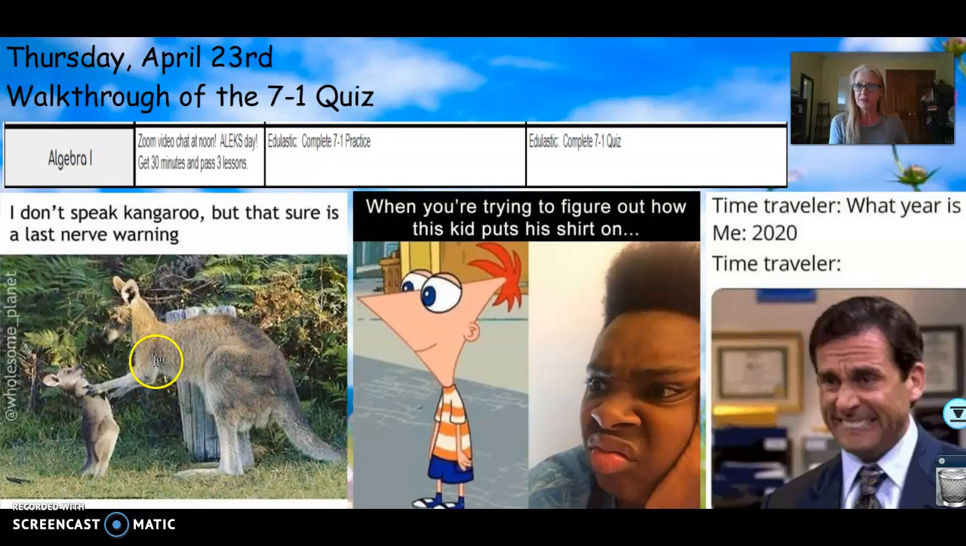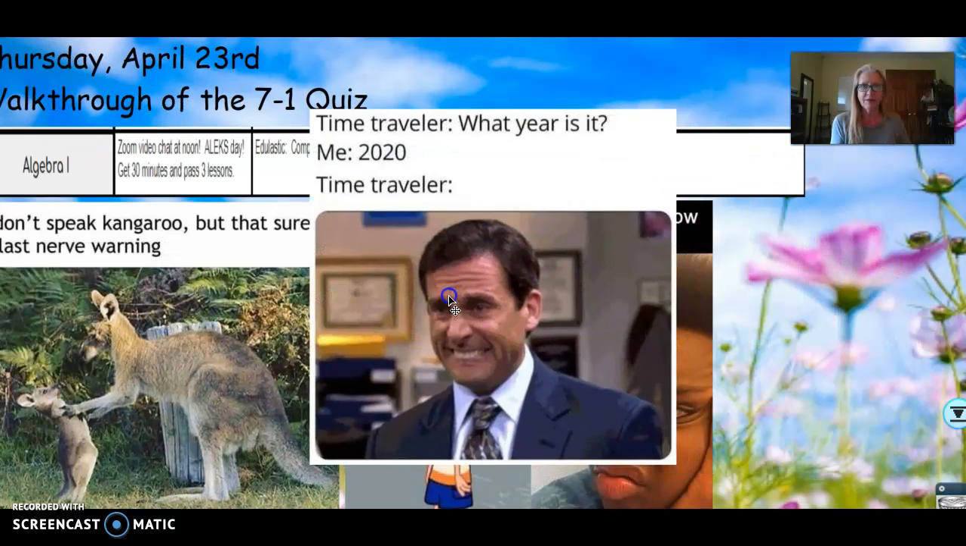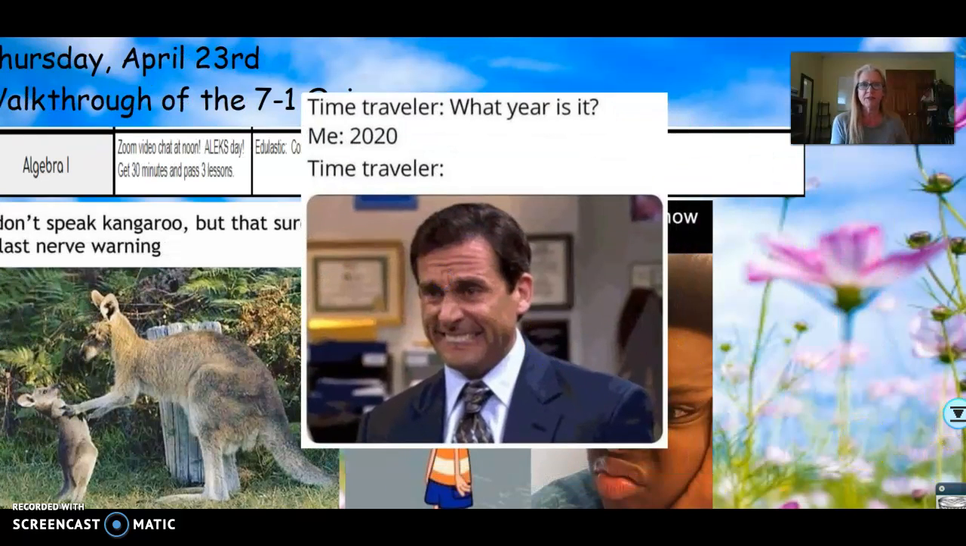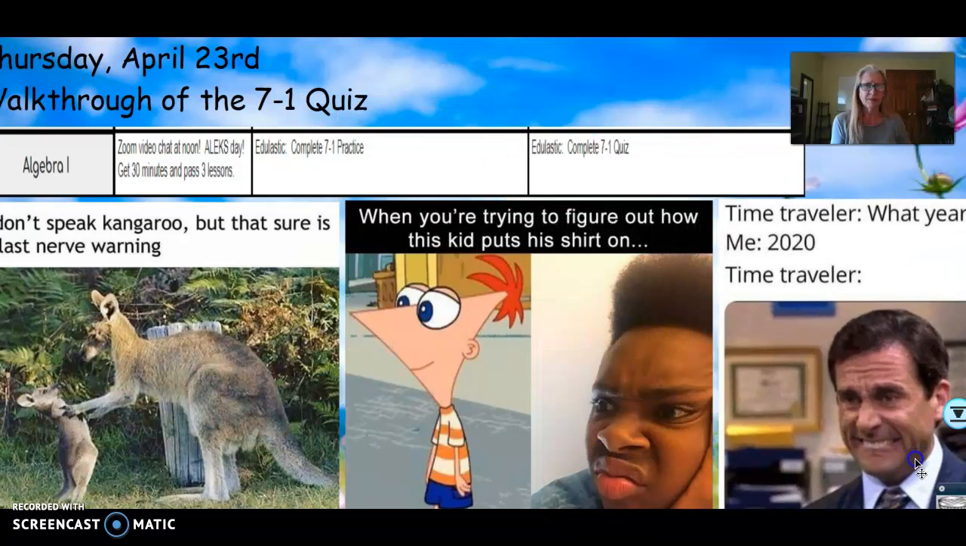My first Pinterest post, I don't speak kangaroo, but I'm pretty sure that's a last nerve warning. Don't do it again. You might be getting on your parents' last nerves about now. The middle one, when you're trying to figure out how this kid puts his shirt on. Yeah, I'm wondering. And over here we have Michael Scott, one of my favorite characters of all time. Time traveler. What year is it? Me, 2020. Time traveler. It's not good times. Not so far. Hopefully it turns around.